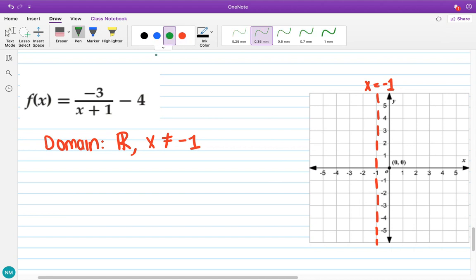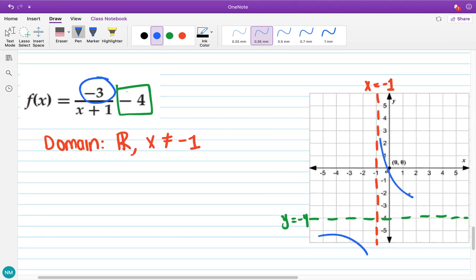And then I also know that it went down 4. So I'm going to go here. y equals -4. And it flipped. Please notice this. It flipped. So I know it's not going to be here anymore. It's going to be here and here.